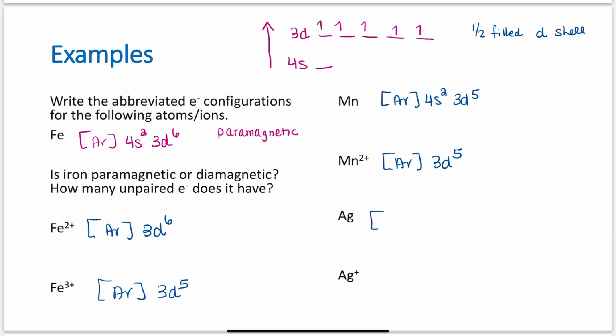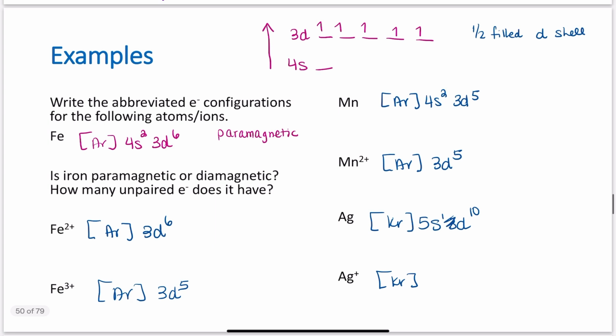If I look at silver, silver is one row lower, so I have krypton now instead of argon. And like copper, silver will do 5s1 4d10. It's going to take one of those s electrons and put it into its d's to stabilize all of its d's. So silver really likes to form +1 because it's going to lose that s electron, leaving 4d10. It loses that 5s.